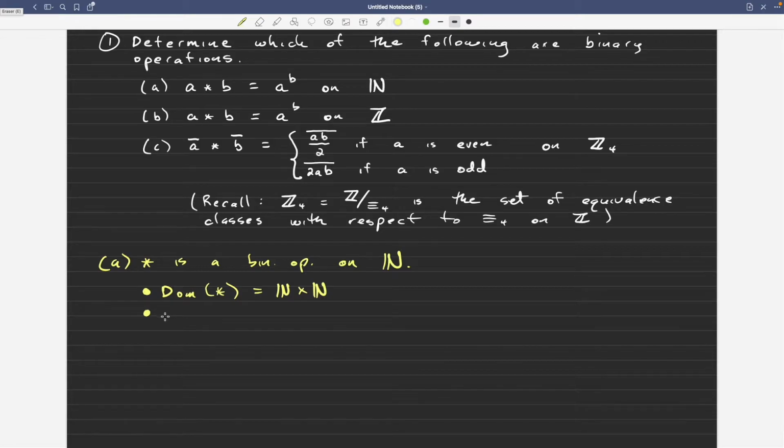And then, yes, the range of star here is contained in the natural numbers, because if I take a natural number, so that's just a positive integer, right?